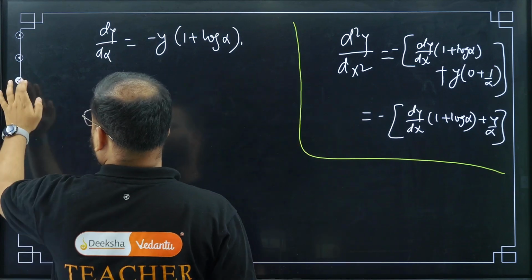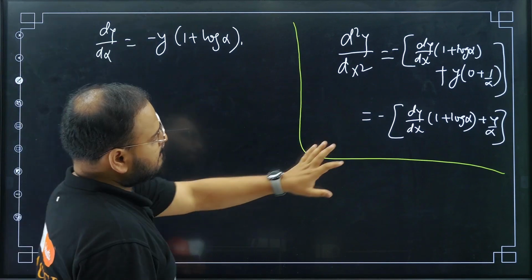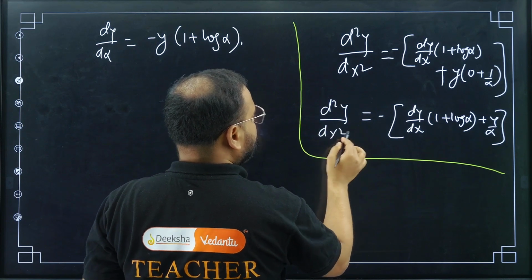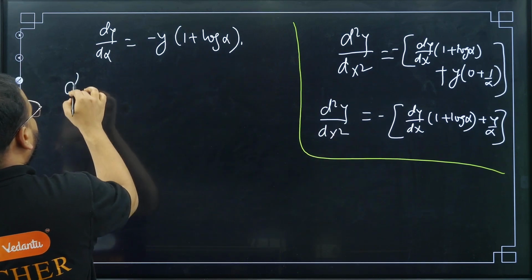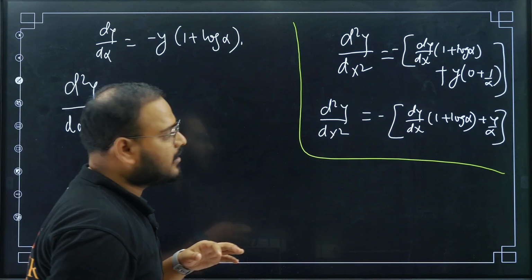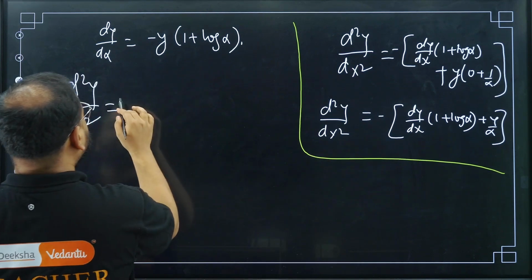Please check. I got this as, okay, this step. I'm going to continue from here. Simple, right? Okay, I'll keep this minus sign outside only.